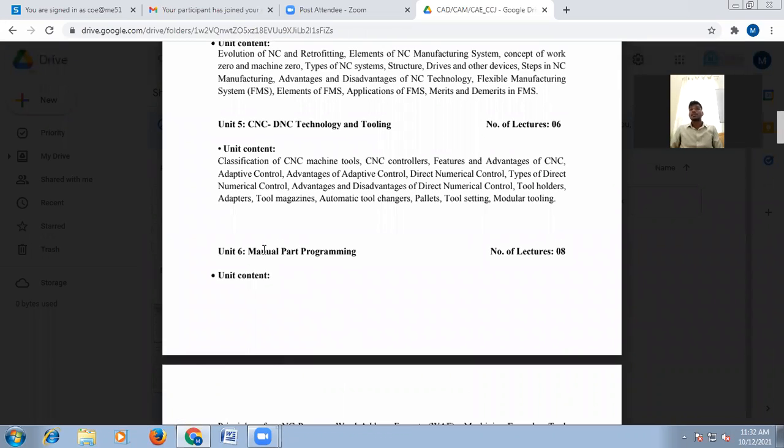Then next is CNC, DNC technology and tooling. Whatever we have seen about the NC system in chapter number 4, the next part is the types of the NC system, that is a CNC machine, DNC machine, HMC machine, like there are different types of the NC system. So one by one we will classify that CNC system, machine tools. According to that, we'll see different controllers, its features and advantages of the CNC system.